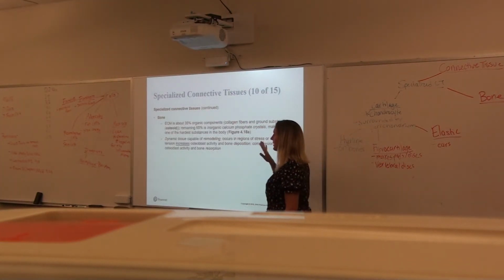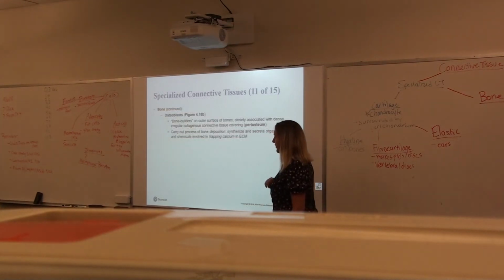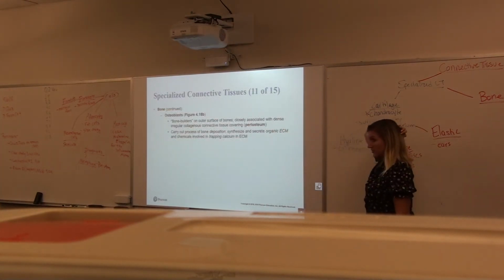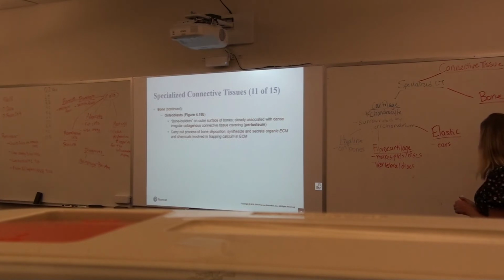And we'll talk about the different types of cells that do that when we get there. One of the types of cells in bone is called osteoblasts. These are bone builders. They build bone.